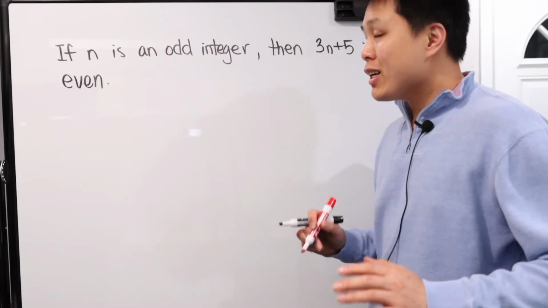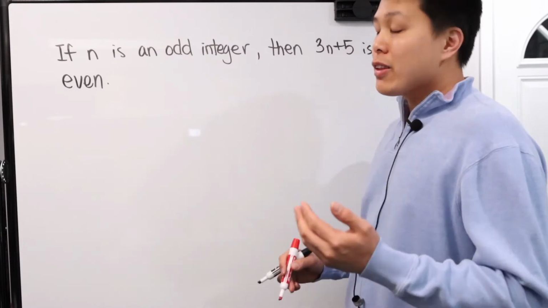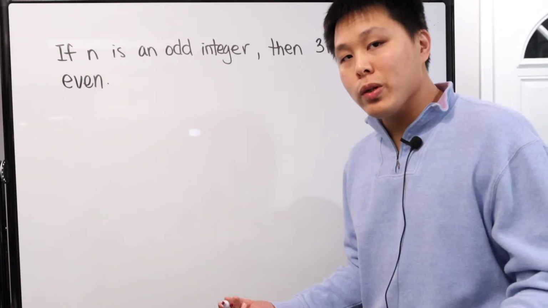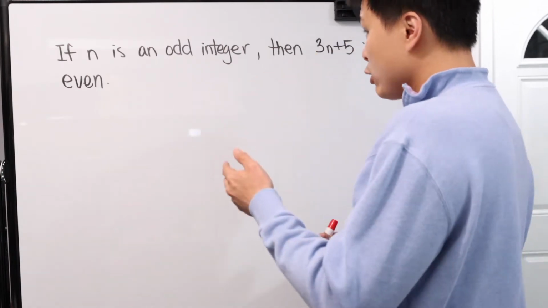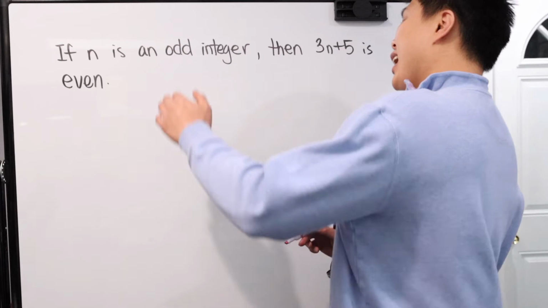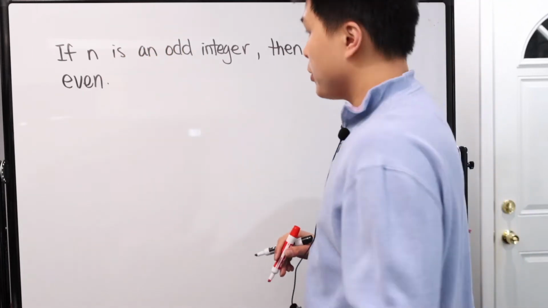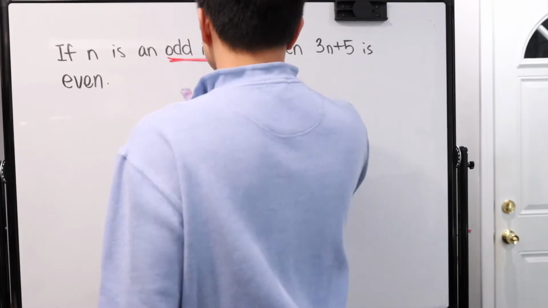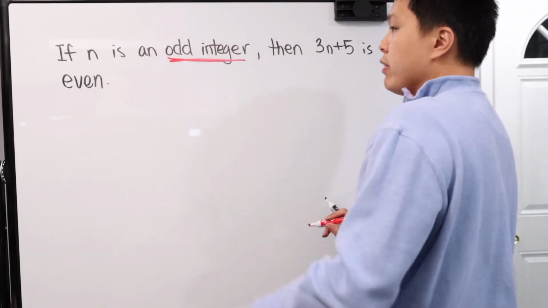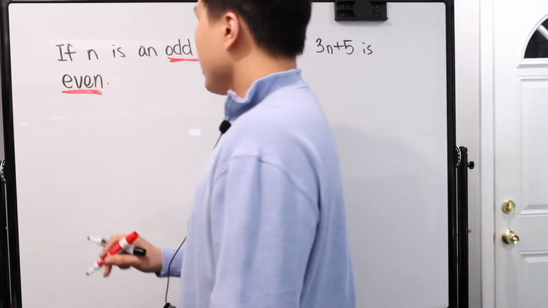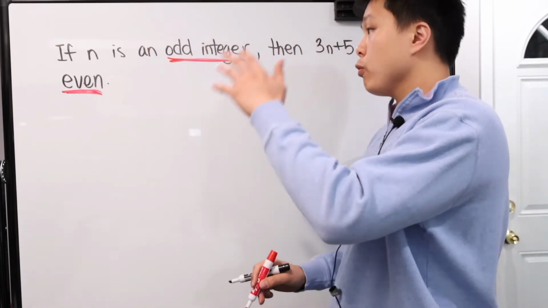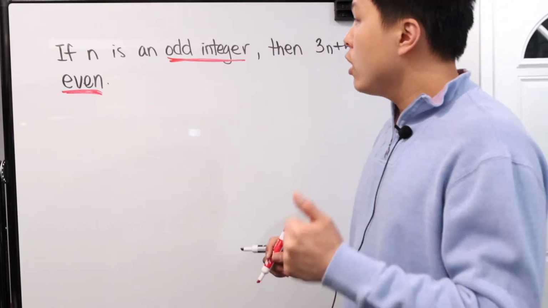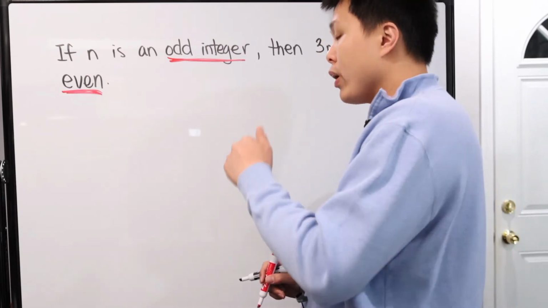All right, so here's our next problem. Now this one is a tad bit more challenging than the first one. The first one, you were only limited to one given piece of information. This one requires you to know a little more information. If n, some random variable, right, is an odd integer, so we've got to make sure we know what an odd integer is, then 3n plus 5 is even. So at least we know with this problem right here, if we want to prove this, we have to know specifically by mathematical definition what an odd integer is and what is even.